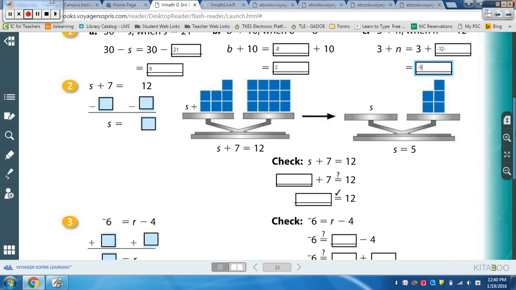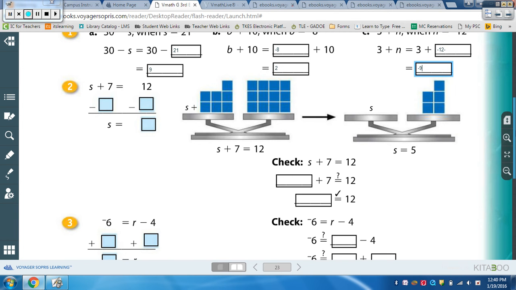Now let's look at problem number 2. An equation is a mathematical sentence formed by placing an equal sign between two expressions, as we discussed earlier. The equation in problem 2 contains a variable. The goal is to find a value for s that makes the equation a true statement. Such a number is called the solution of the equation. To solve an equation with a variable, get the variable by itself on one side of the equation. To solve s plus 7 equals 12, we first must get s by itself.